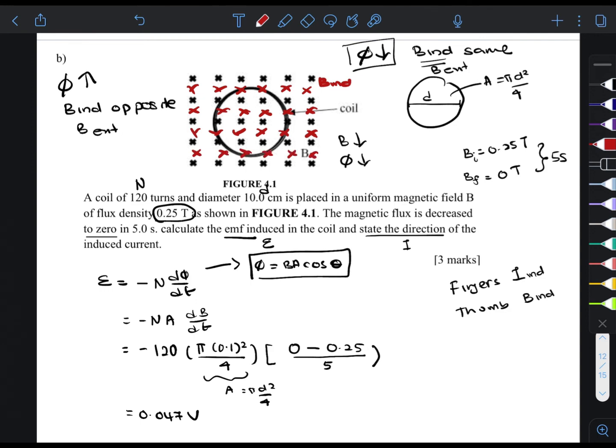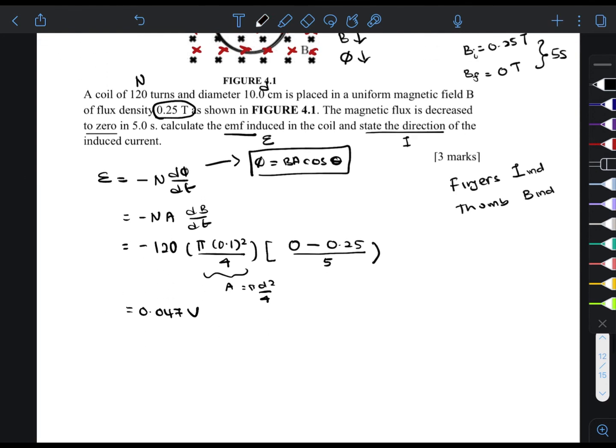And now using your right hand grip rule, your thumb represents B induced into the page, and then as you turn your hand, all the fingers are going to curl in the clockwise direction. It rotates clockwise. So that is the direction of your current. I induced is in the clockwise direction. That's all.